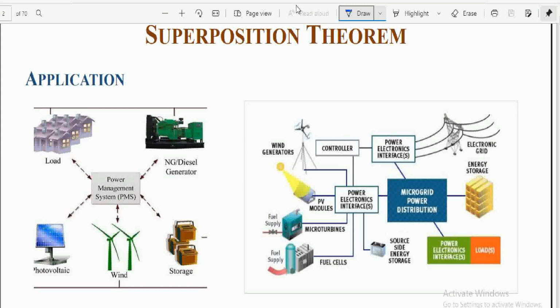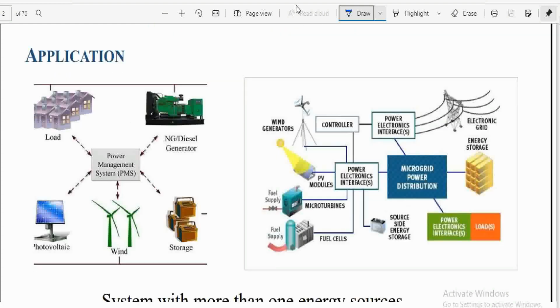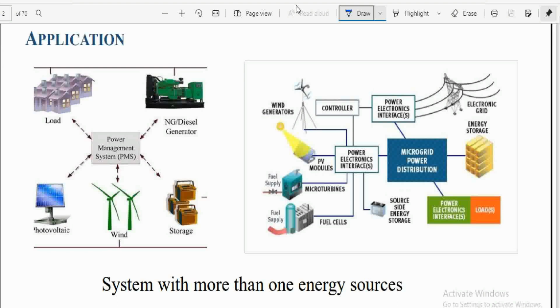So here you are having power from a diesel generator, this is from the battery, this is from the wind and this is from solar cells, and it is given to the load. Load is nothing but your industries or our homes. So here you are having an electronic grid, energy storage, microgrid, power distribution, power electronics interfaces. So where multiple sources are involved, we use superposition theorem. So a system with more than one energy source.